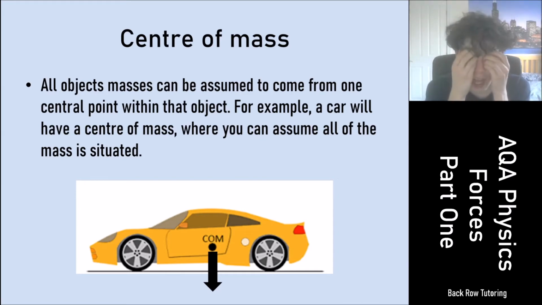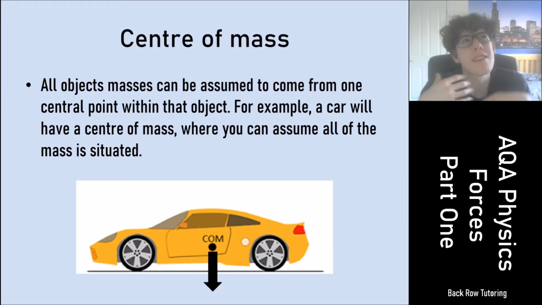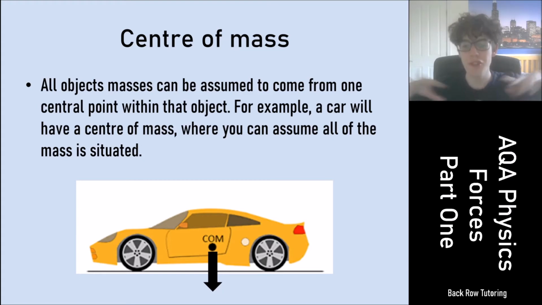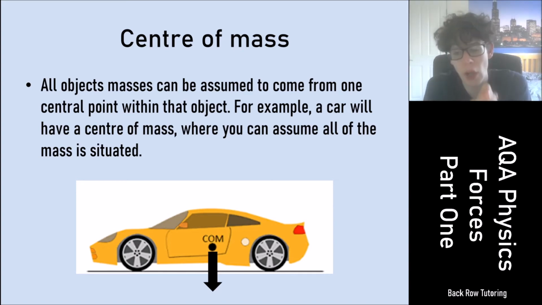Because the mass inside of a car is distributed in a way which is uneven, there'll be parts of the car which are heavier than other parts. It's quite difficult to take an average of those masses and come up with a point where you can assume the centre of mass is. But what you can do is take an average of all that mass, and say, well, we can assume that all of that mass is at this point.